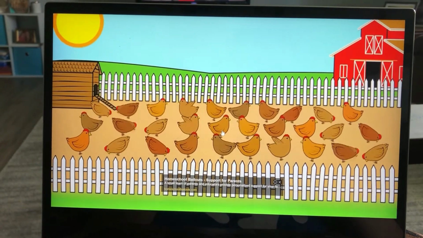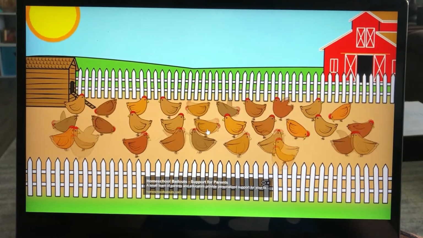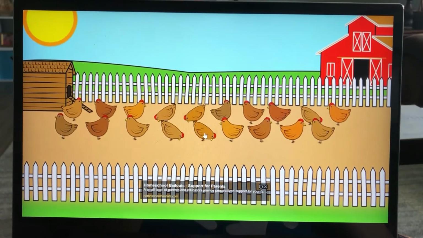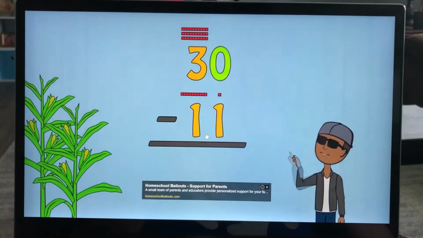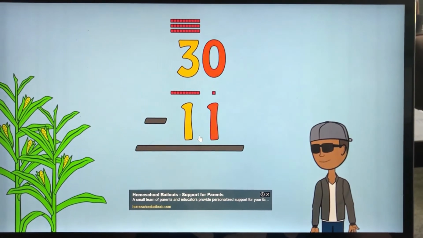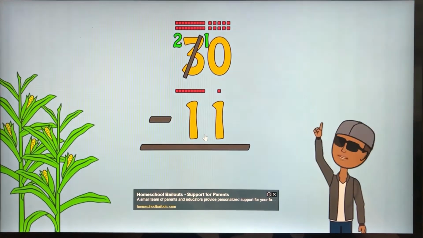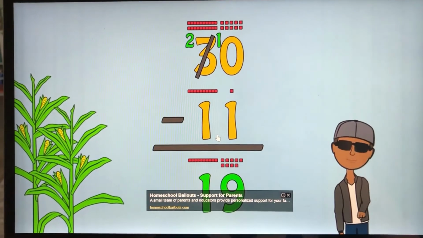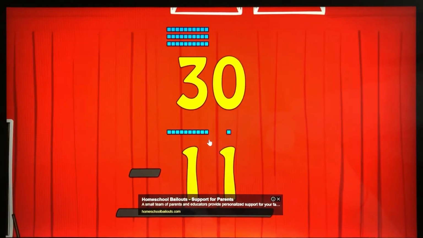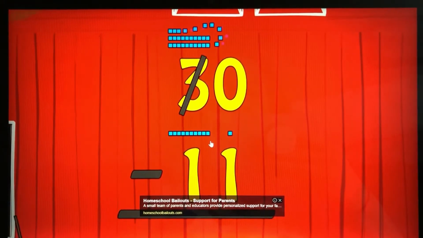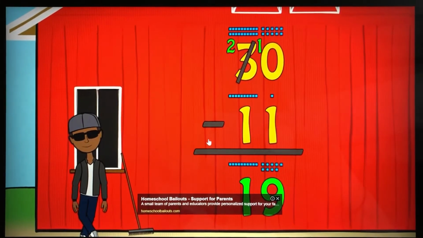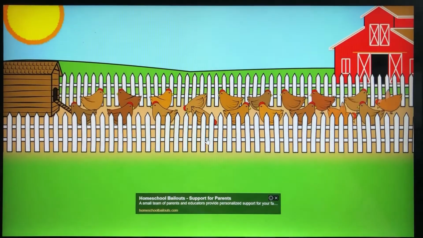30 hens were hanging in their chicken pen. 11 of them suddenly jumped over the fence. How many hens remain in the pen? To figure out the difference when you subtract, I say 0 minus 1 can't be done, because the top number's smaller than the bottom one. So we regroup a 10 into 10 ones. When the top number's smaller in subtraction, I say 0 minus 1 can't be done, because the top number's smaller than the bottom one. So we regroup a 10 into 10 ones. 19 hens remain in the pen.